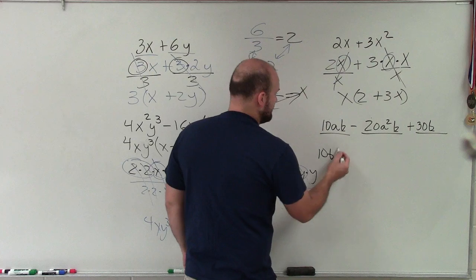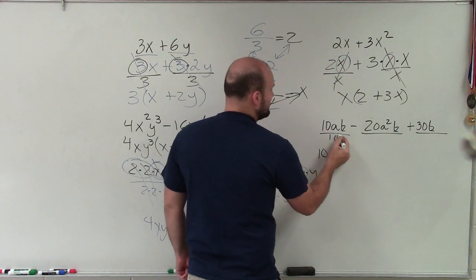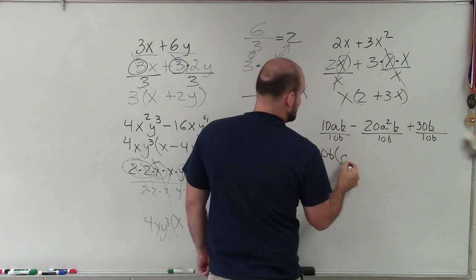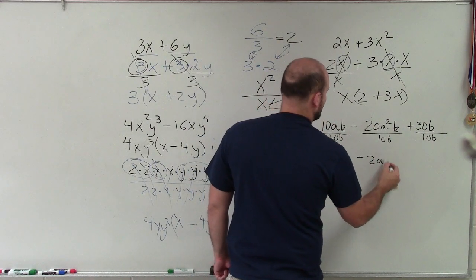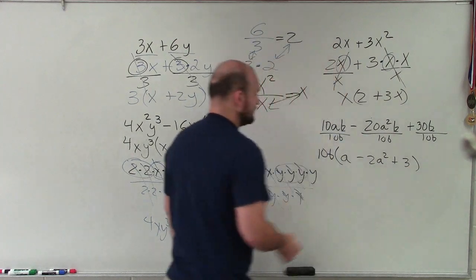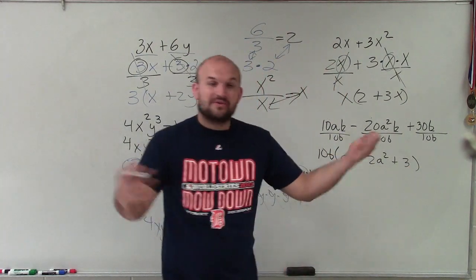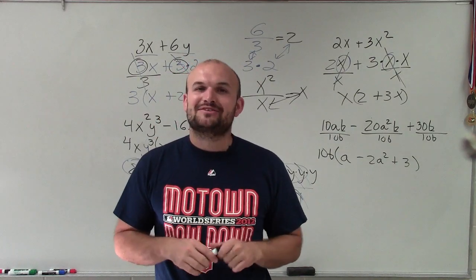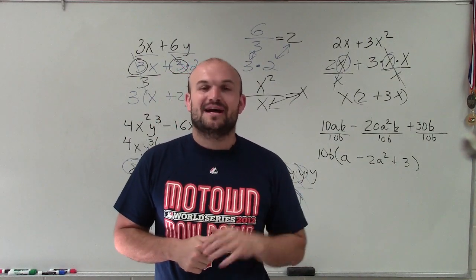So I factor out 10b, and when I divide a 10b from each of my terms, what I'm left with is a minus 2a squared plus 3. And I cannot combine those anymore. So there you go, ladies and gentlemen. That is your basic way to be able to factor using the factoring out the greatest common factor.